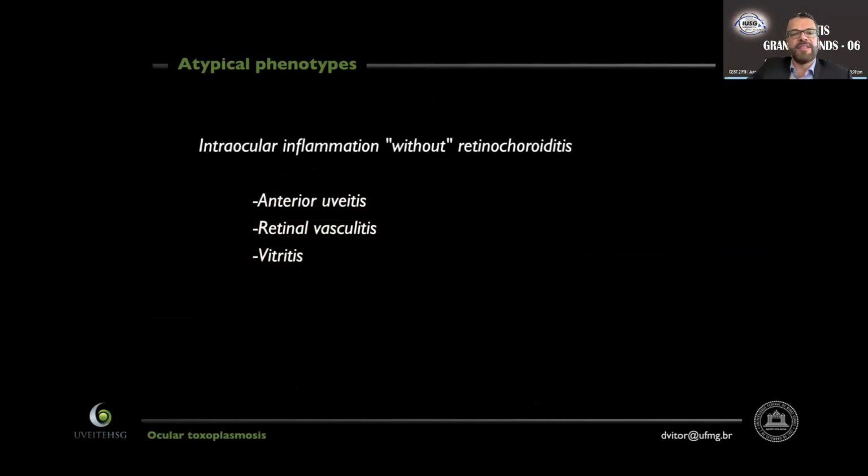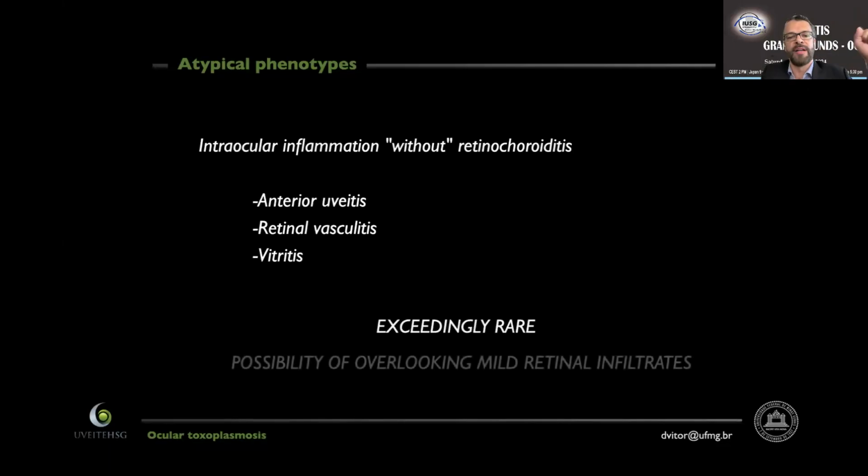Rubens reported this many years ago, the so-called intraocular inflammation without apparent retinal choroiditis, either anterior uveitis, retinal vasculitis, or isolated vitritis. We have seen a few patients with granulomatous anterior uveitis in the context of recently postnatally acquired toxo, but it's a very rare form of presentation. We really think that might represent cases in which there were very mild peripheral infiltrates which had been overlooked.